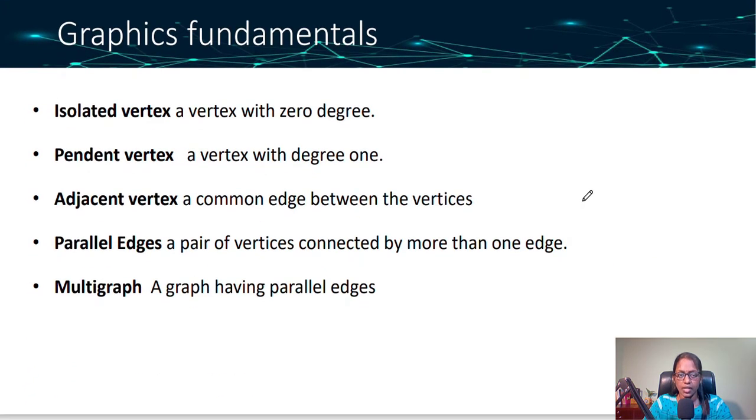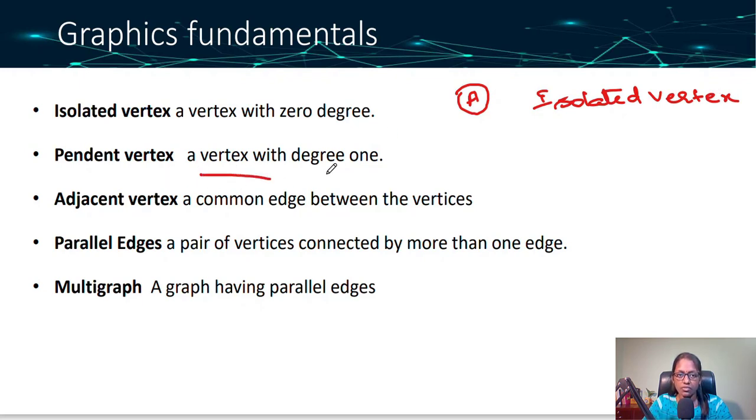The next one is an isolated vertex. An isolated vertex means a vertex with 0 degree. So there is no degree for this vertex. Consider this one an isolated vertex.